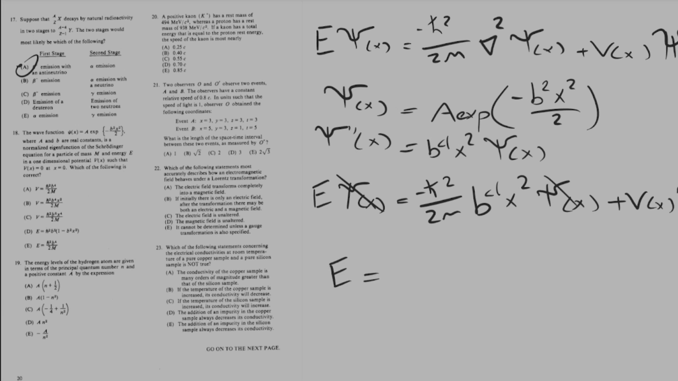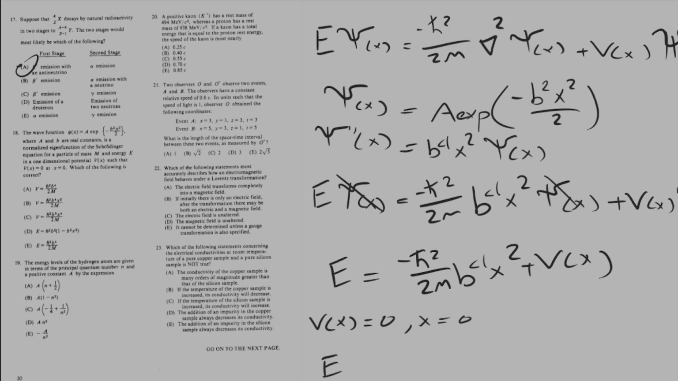I can pull out the psi of x and divide it out. So I'm left with E equals minus h bar squared over 2m b to the fourth x squared plus V of x. Now plugging in our initial conditions, V of x equals 0 at x equals 0. I have E equals minus h bar squared over 2m b to the fourth 0 squared plus 0. That's all going to cancel to 0, giving me that the energy is equal to 0. We can eliminate those.